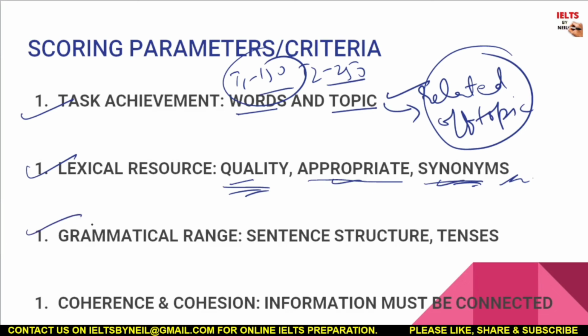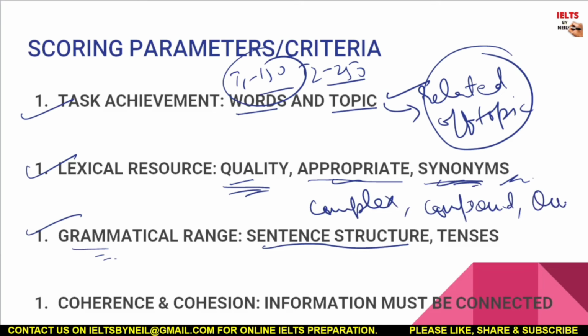Next one is grammatical range. As the name tells you, in grammatical range they check your sentence structure, like have you made complex sentences or compound sentences, or question sentences. These are some examples of types of sentences. So you need to write different types of sentences to get a better score. And they check for tenses, and of course singular, plural, and all those grammar things.